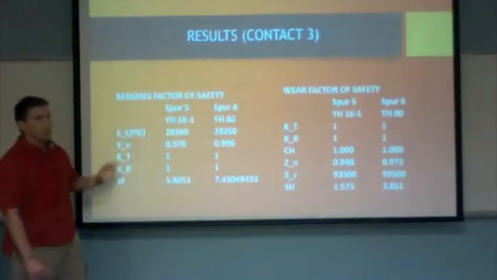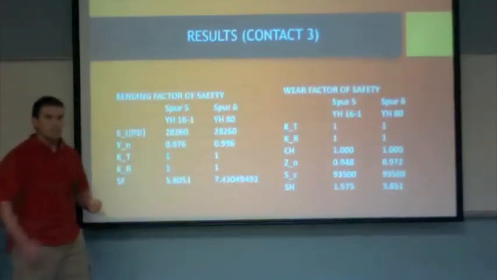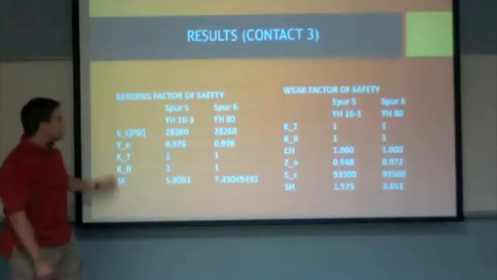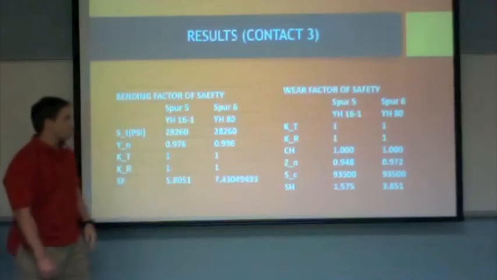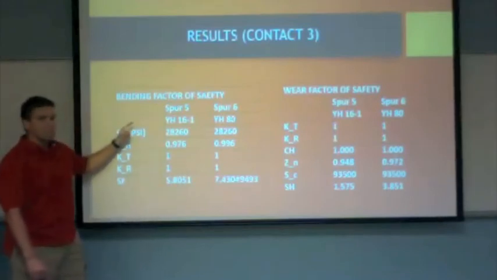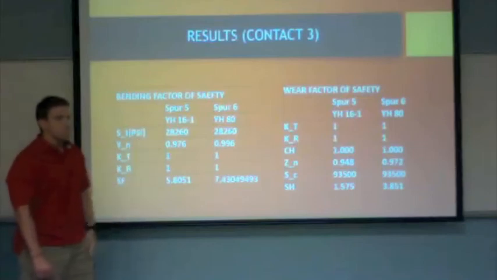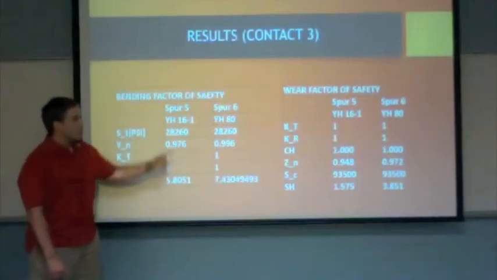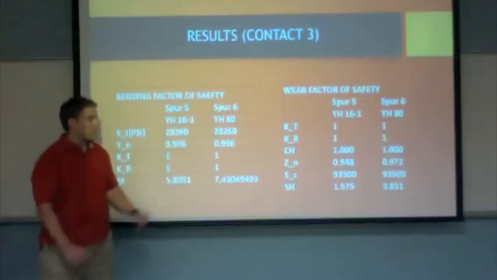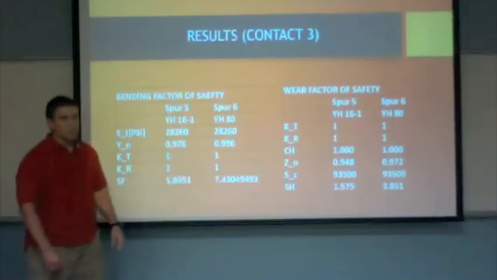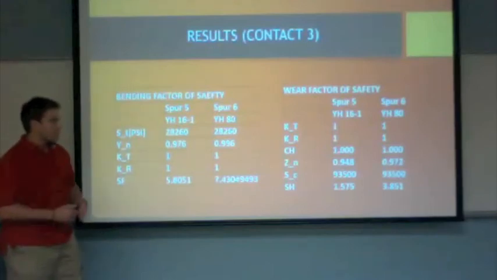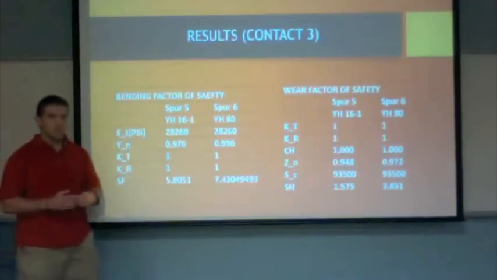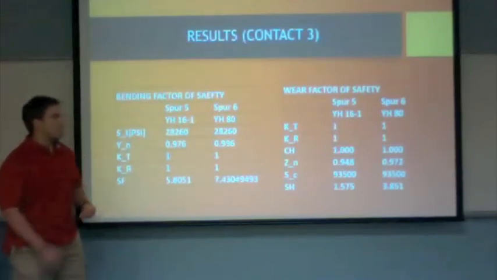Here's the third contact, which is also the last contact, for the output. We had a factor of safety of 5.85 and a factor of safety of 7.43 for a YH16 pinion and a YH80 gear, as well as a wear factor of safety of 1.575 and 3.851. These are relatively high numbers, so we did have to do some alterations.